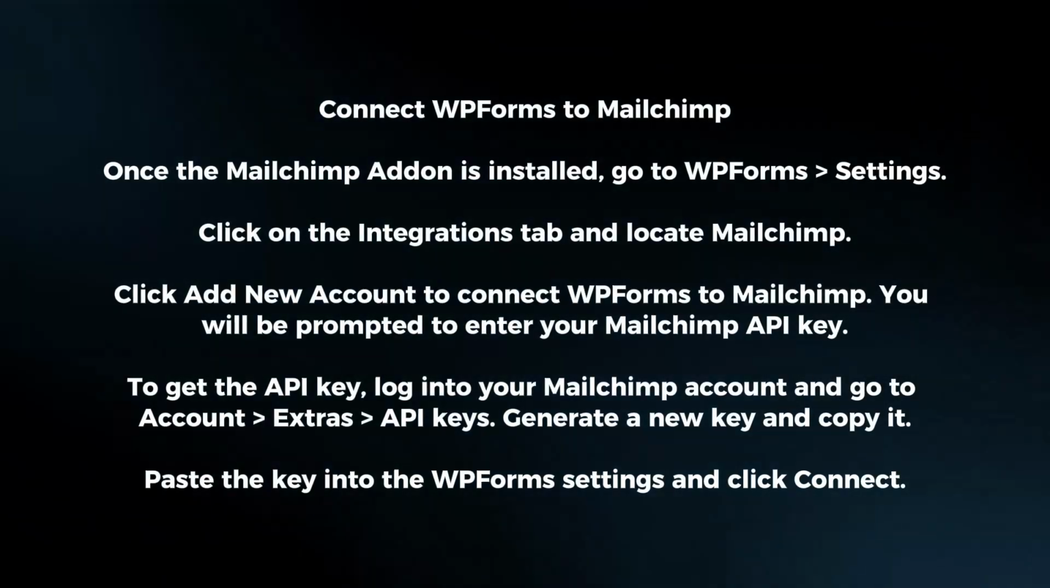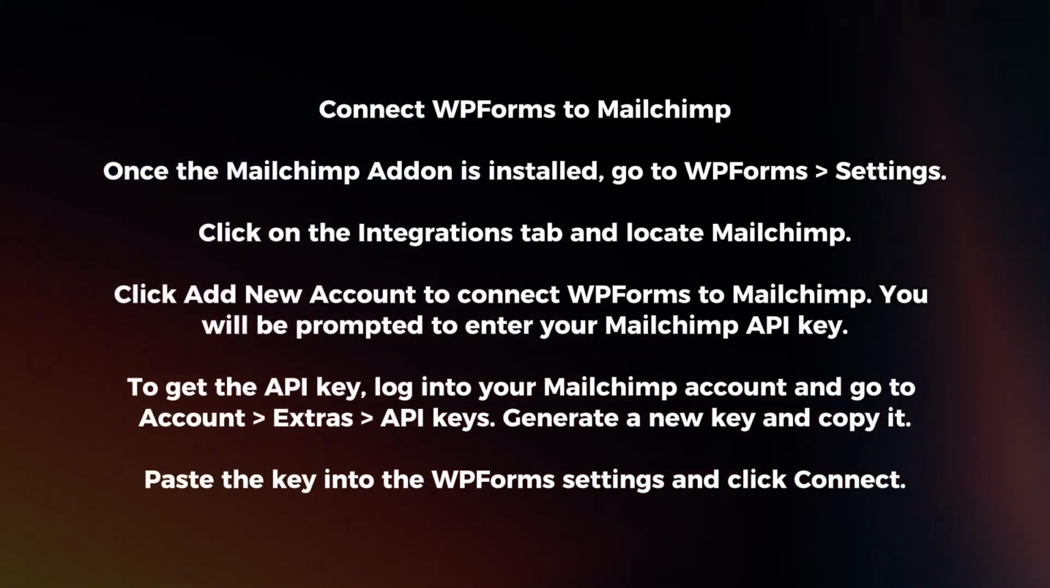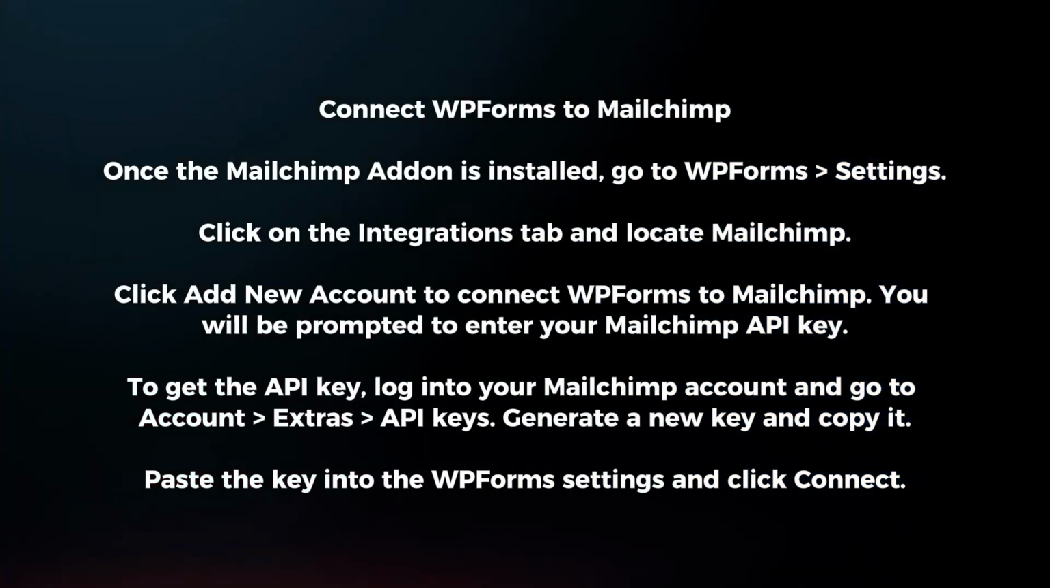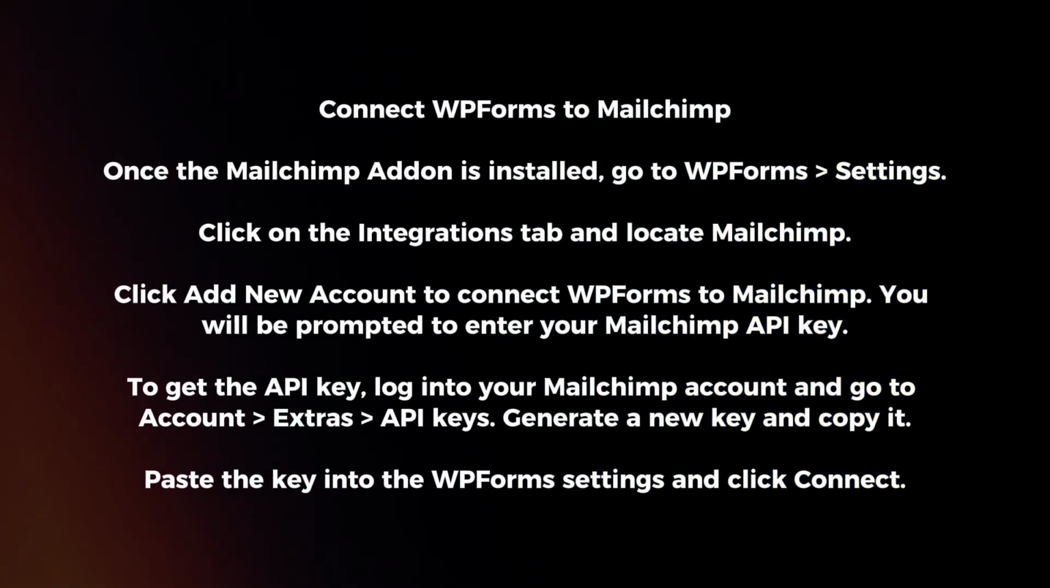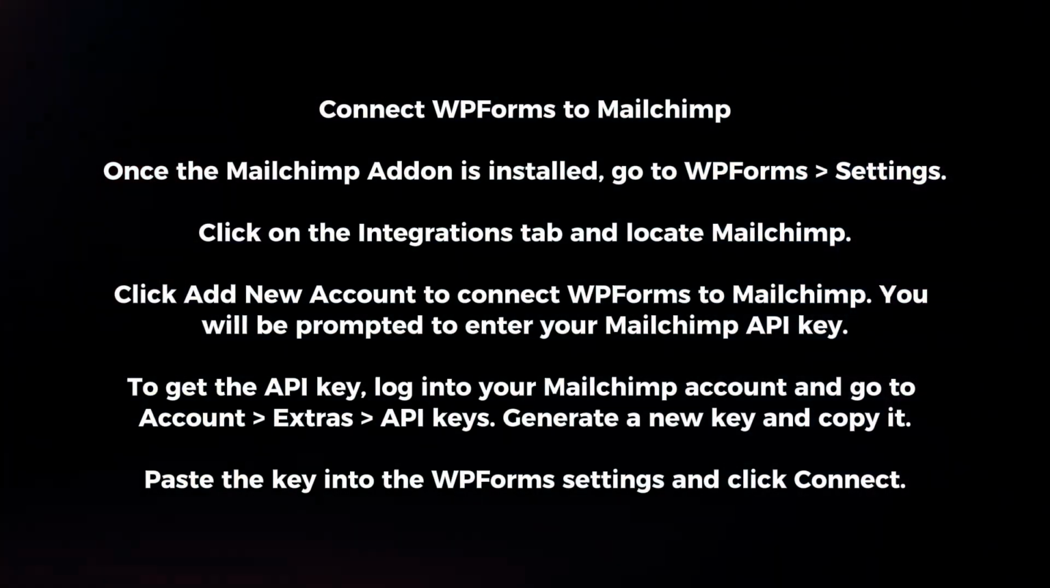Connect WPForms to Mailchimp. Once the Mailchimp add-on is installed, go to WPForms Settings. Click on the Integrations tab and locate Mailchimp. Click Add New Account to connect WPForms to Mailchimp. You will be prompted to enter your Mailchimp API key.